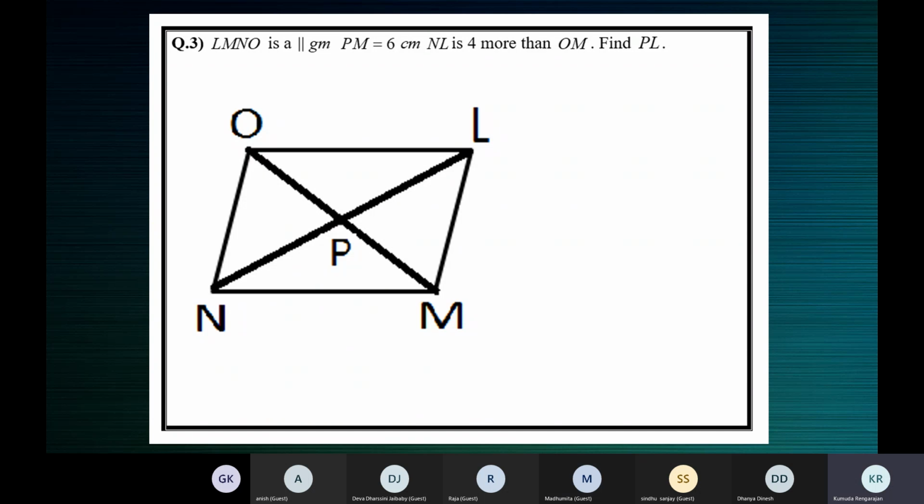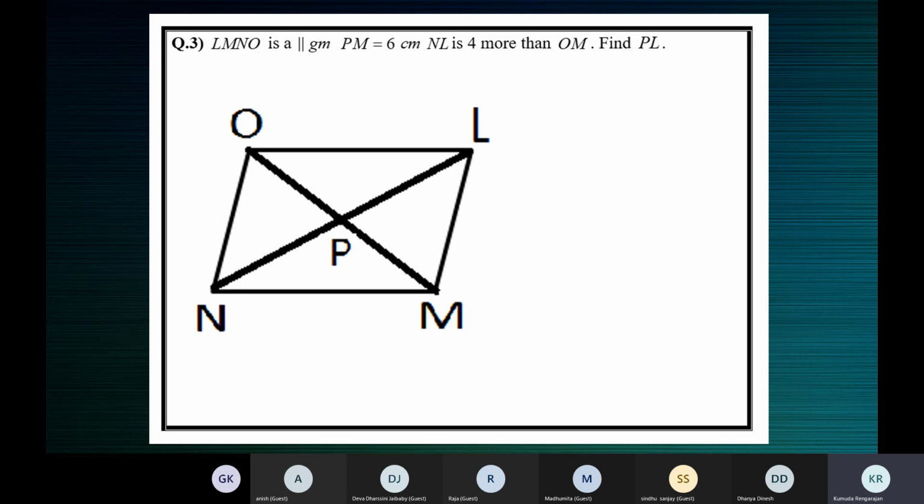PM is a part of which diagonal? OM, ma'am. Now OM is cut into 2 equal halves at P. Agree or disagree? I agree, ma'am. Yes, PM is a part of the diagonal OM. Why are we starting with PM? Because PM is given to be 6 centimeters. We have to find PL, but we have to start with some information which is given to us. So let's start from there.